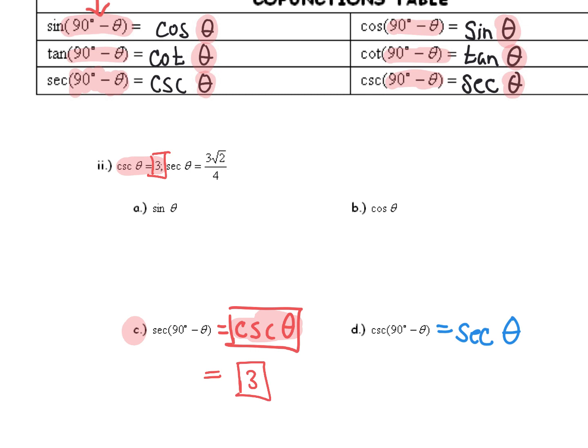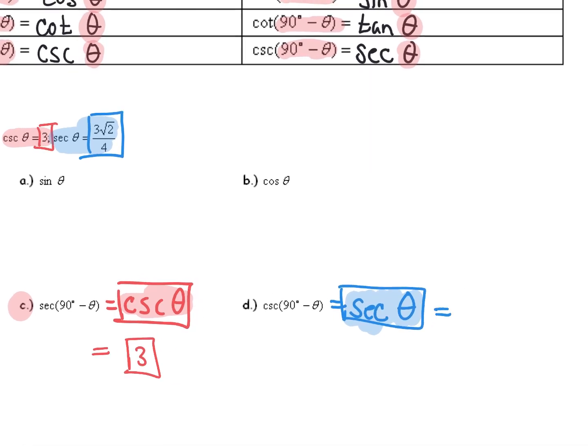And then step two, what we're going to do is use the given information to answer the question. The secant of theta, if you see right there, they gave me a value for it. They told me it's 3 root 2 over 4. So the secant of theta gets replaced with 3 root 2 over 4. So that is your answer.